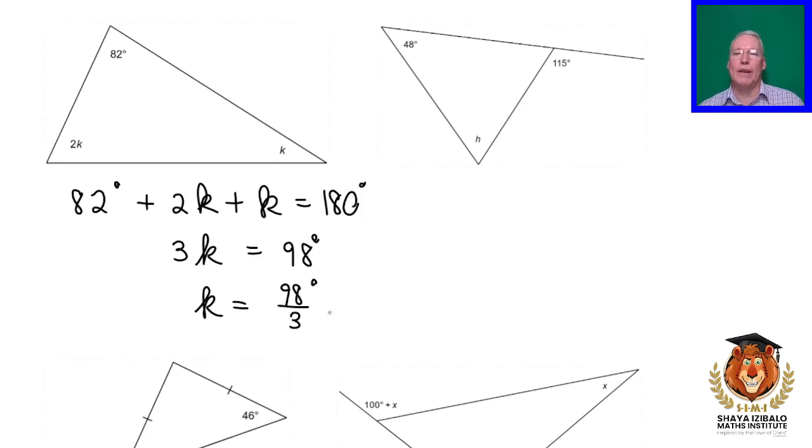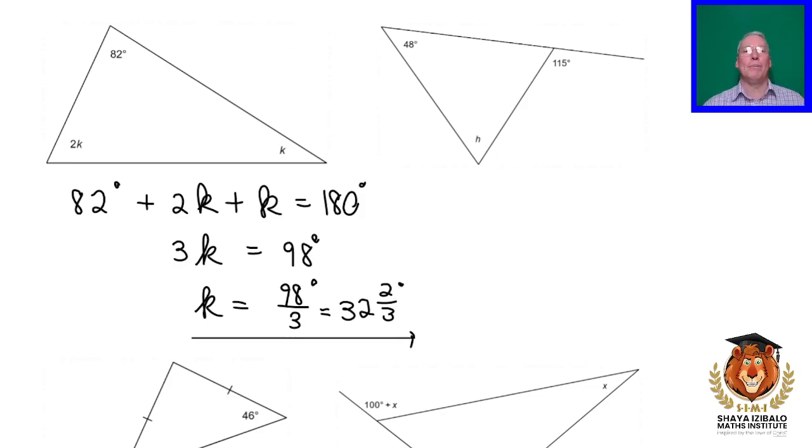Right, 98 over 3 is actually 32 and 2/3. 32 and 2/3 of a degree. Okay, things don't always work out exactly, nice whole numbers.